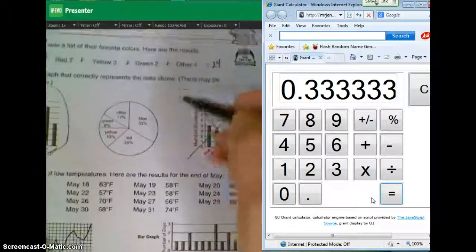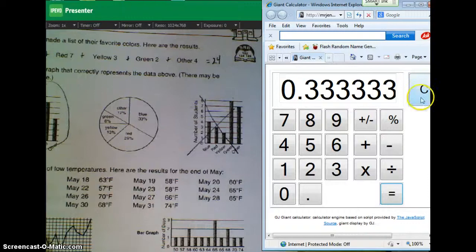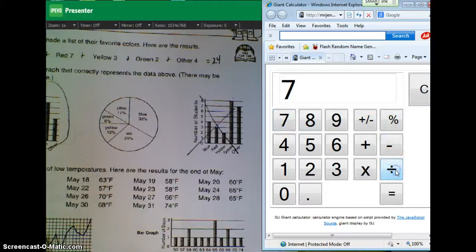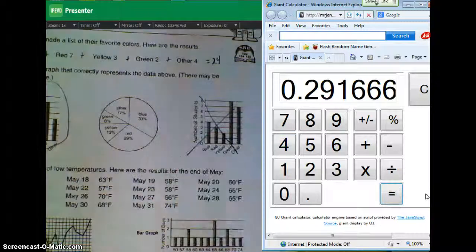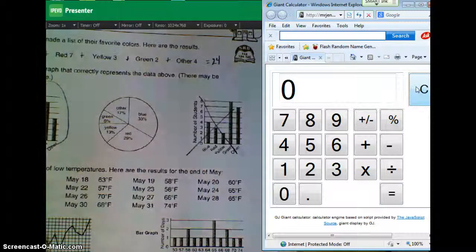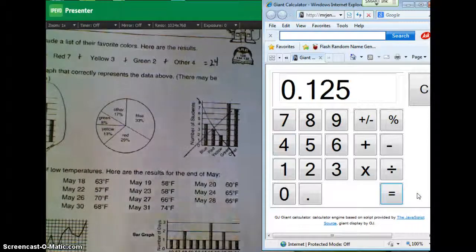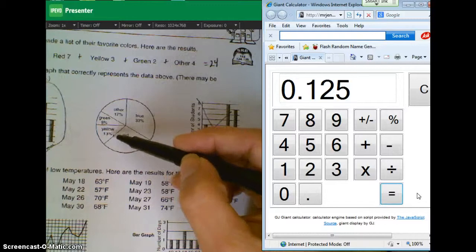Look at your graph. Is blue 33%? It sure is. All right, we'll do the next one. We'll do red. Red is 7, so this time we've got 7 divided by, same number, it was 24. Red should be 29%. Yep, and it is. Next one, we've got yellow. 3 yellow, so we want 3 divided by 24 again. And it should be about 12.5% for yellow. Yep, they rounded it up to 13. That works.